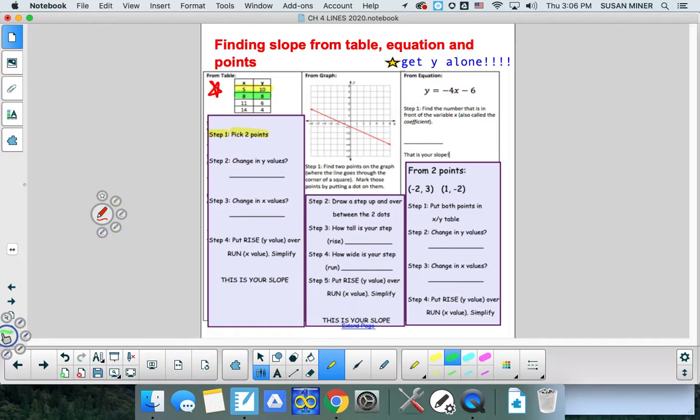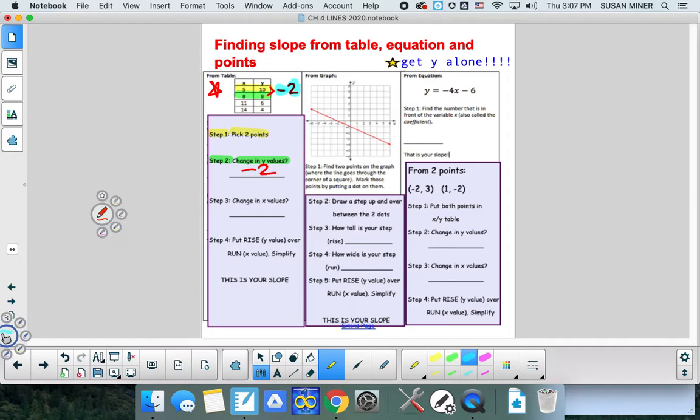And then it says step 2, find the change in your y values. So what I'm going to do is look at this table, and I'm going to say, okay, my y value started at 10 and went to 8. So how much did it change? What happened there? Well, it went down by 2. If I take 10 and I minus 2 from it, I get 8, right? And so the change was I subtracted 2, or I went down by a value of 2. So I'm going to write that in the box right there. What was the change in my y values?